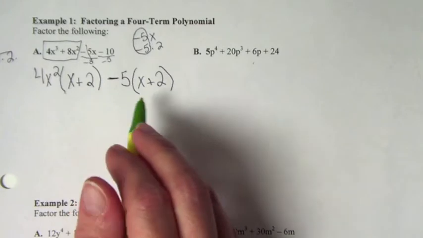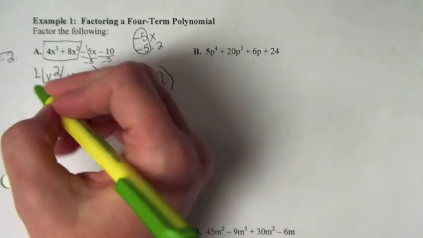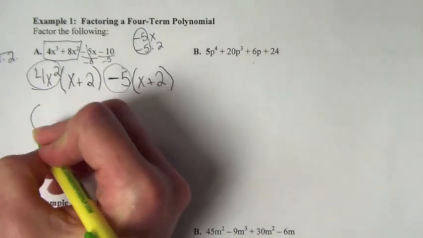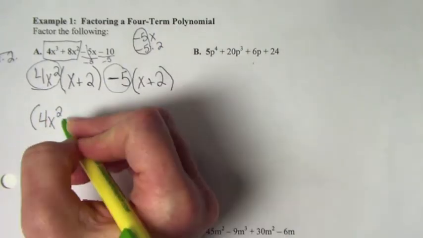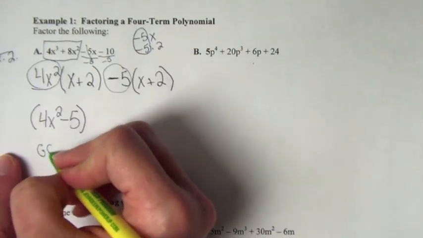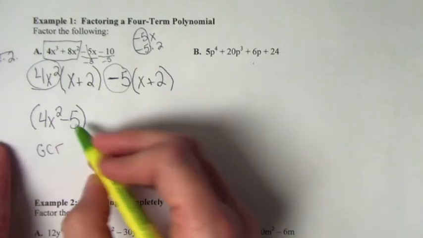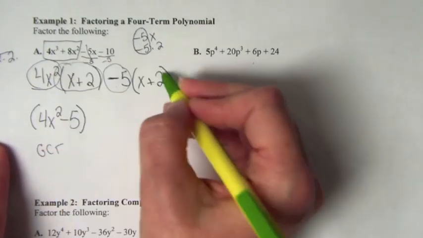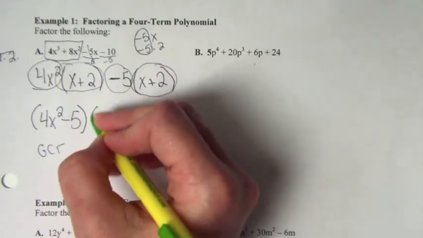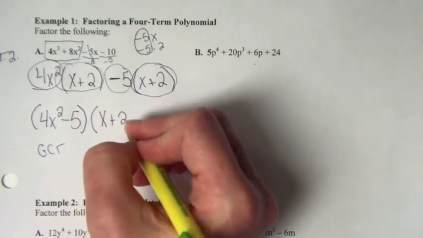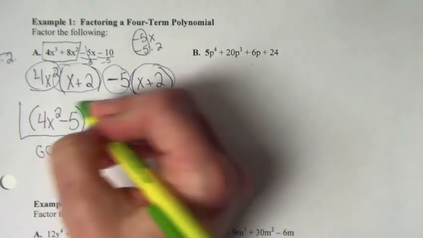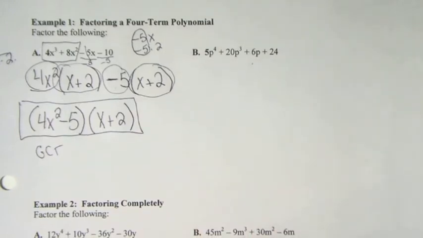Now what we do, pay attention to this part right here. What you do now is you take both of the greatest common factors, 4x squared minus 5, and you put those together in the same parentheses. So these are our GCFs in the same parentheses. And then, if you notice, this x plus 2 and this x plus 2 are exactly the same. That's what we wanted. That will be our second factor. But you only want one of those. You only want one of those for the second factor. So this right here is the factored version of that 4-term polynomial.